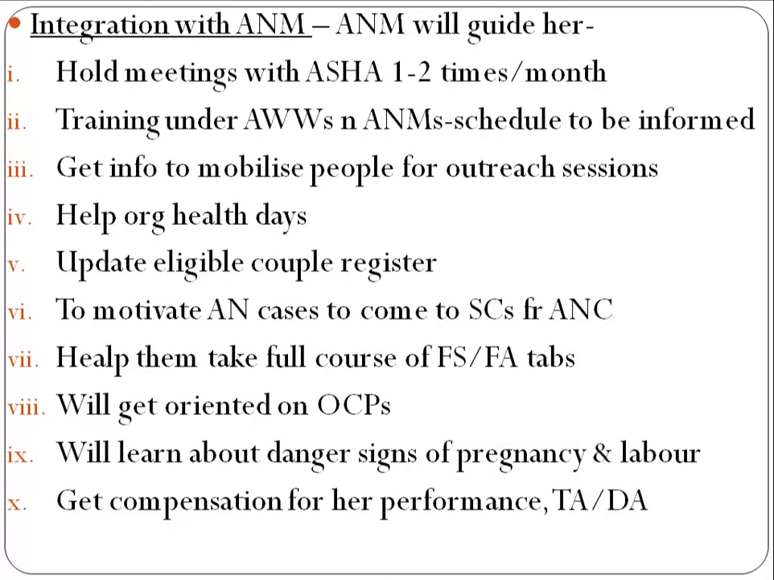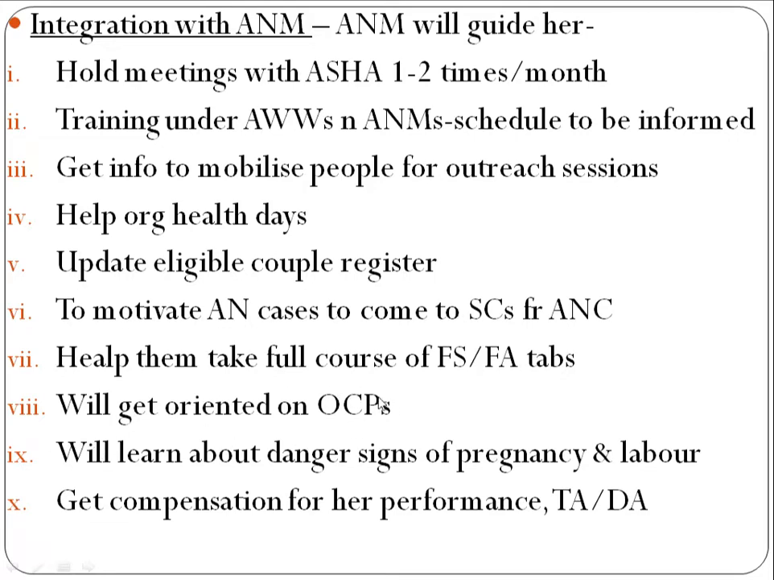The ASHA worker also has to integrate with the auxiliary nurse midwife in the village. And as I told you, the auxiliary nurse midwife holds meetings with the ASHA 1 to 2 times a month, gets updation and tells her what all to do, what are the targets. She also trains the ASHA worker, gets information to mobilize people, helps organize health days, helps them take the full course of IFA, that is the pregnant lady or the anemic, and motivates antenatal cases to come to the sub-center for actual checkups.